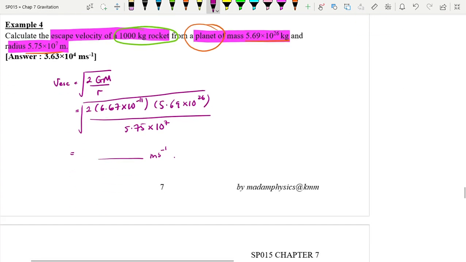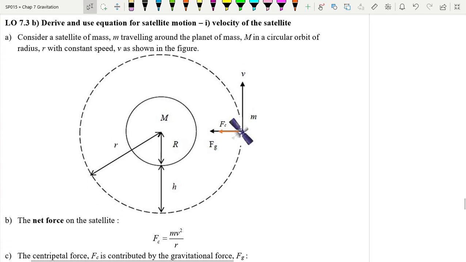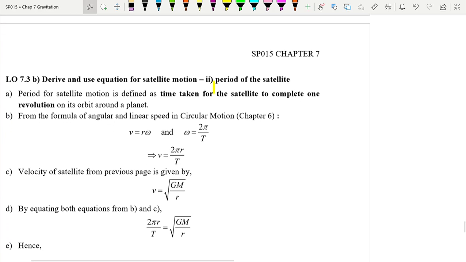Okay, so let's proceed to next learning outcome. Kita nak discuss masih lagi tentang satellite, tapi kita nak discusskan dua kuantiti yang lain pula. Okay, yang pertama kita nak derive and use the formula of velocity of the satellite. Dan yang kedua, next page kan, kita nak discuss tentang period of the satellite. Period ni bermaksud time taken untuk satellite tu to make one complete revolution around an orbit.